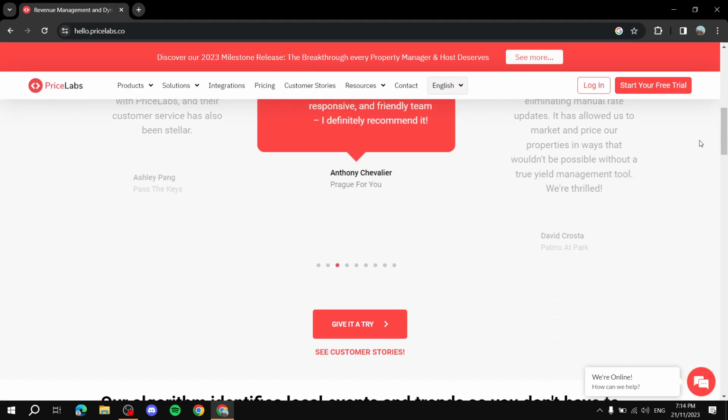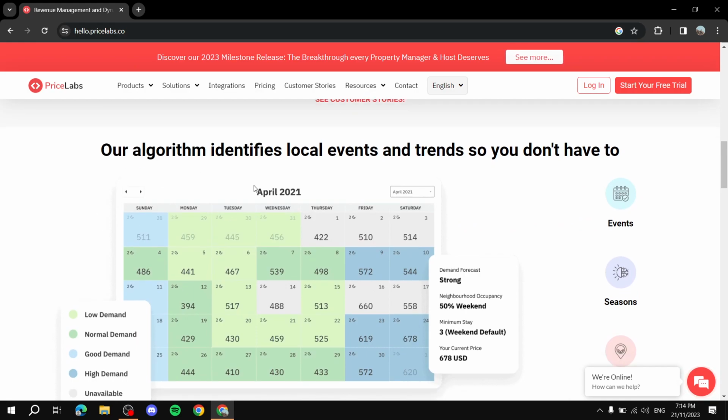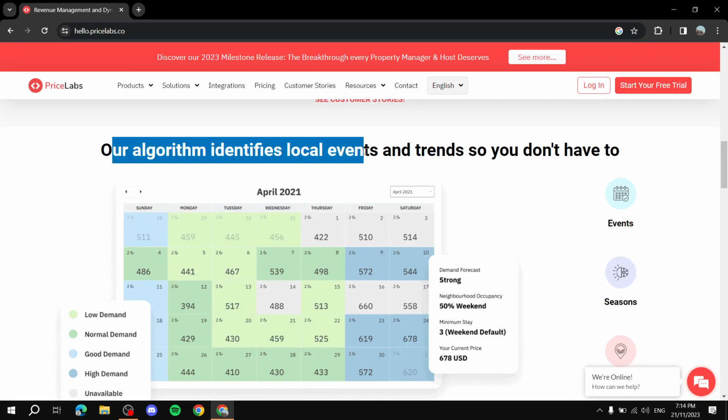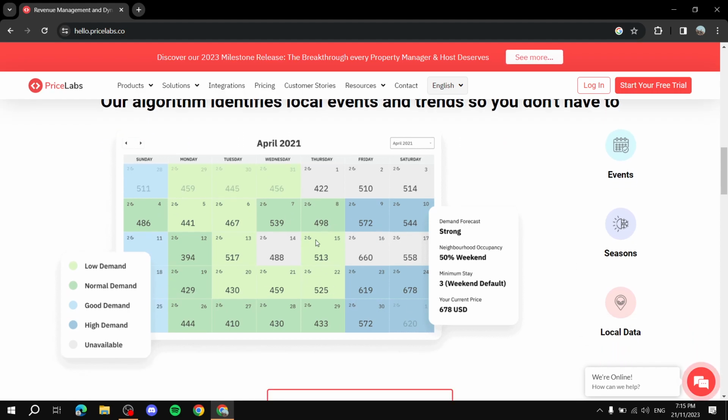So if we just take a stroll down the PriceLabs website, you will find, for example, this: our algorithm identifies local events and trends so you don't have to. As you can see, they take a whole lot of unique data from wherever you are, and then they give you the best price. Just like you see from this reference image that they have, it's really like a forecast. They are going to tell you whether this day is going to be low demand, normal, good, high demand, or maybe even unavailable, depending on so many different factors, and then they will give you the dynamic price.